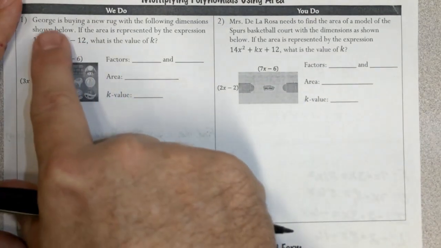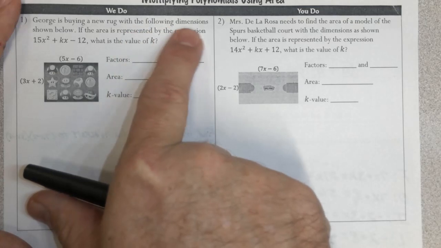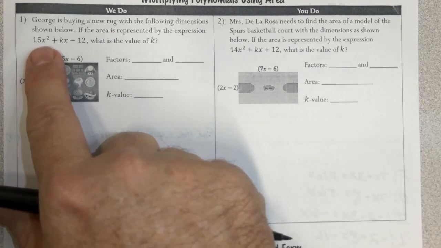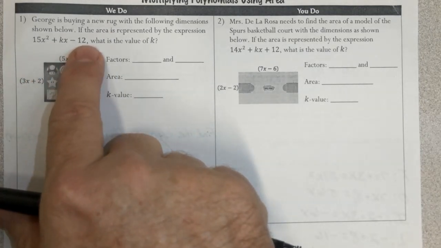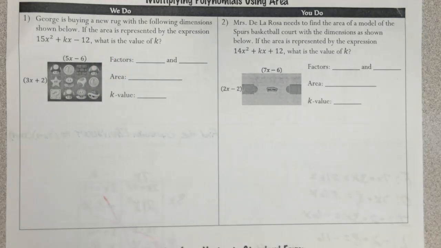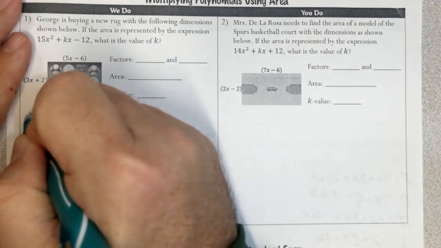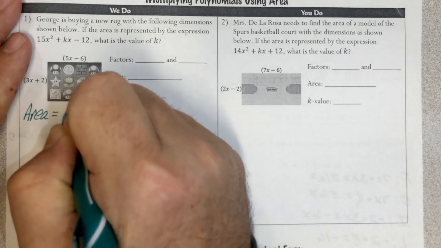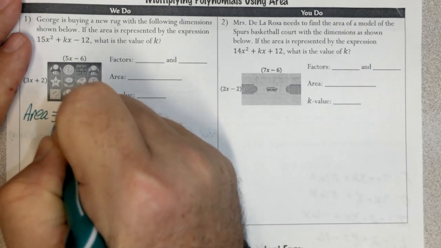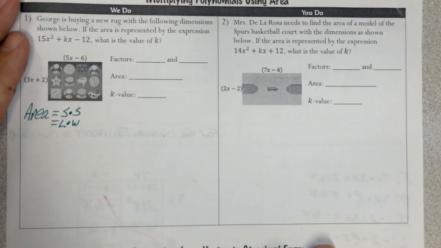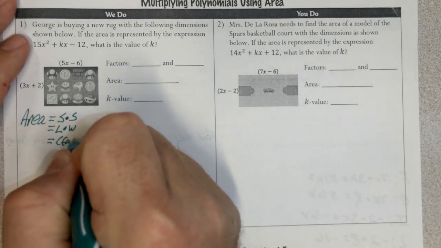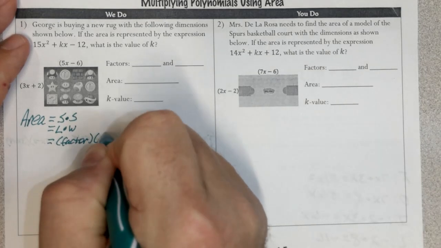So first one, George is buying a new rug with the following dimensions shown below. If the area is represented by the expression 15x squared plus kx minus 12, what is the value of k? Now remember, area is equal to side times side, or it's equal to length times width. You can also say it's equal to factor times factor.